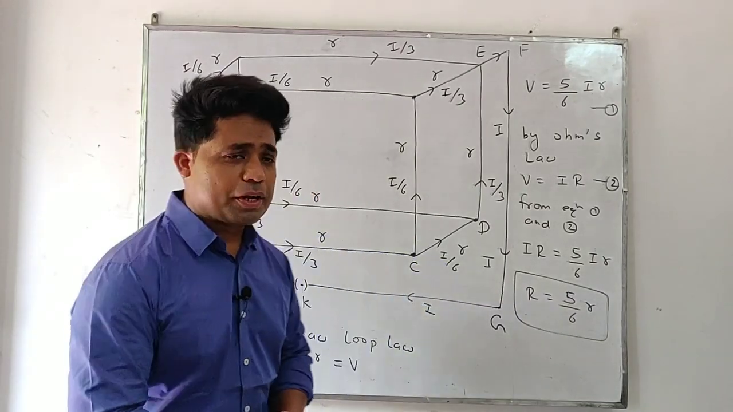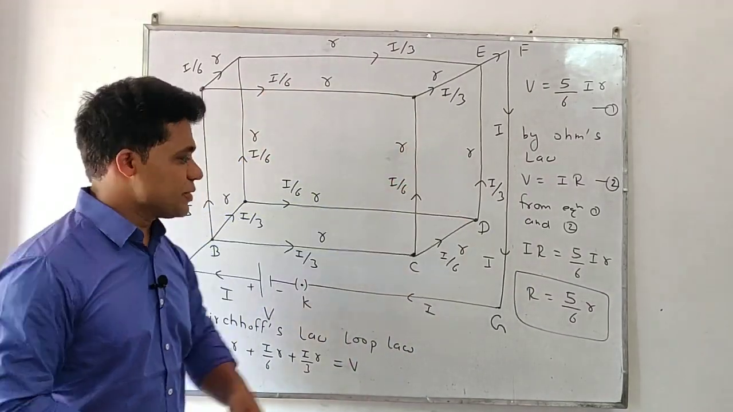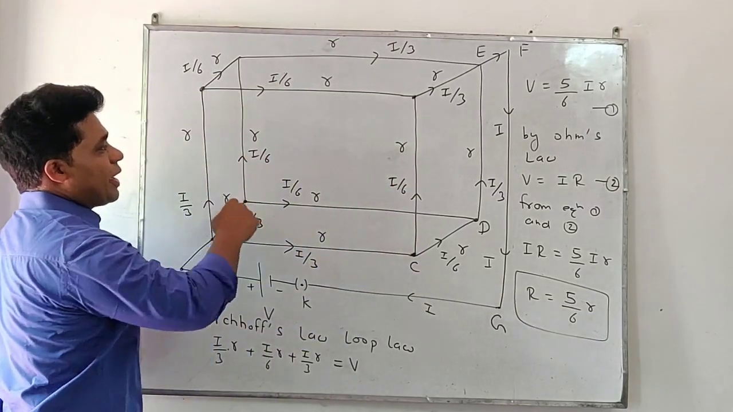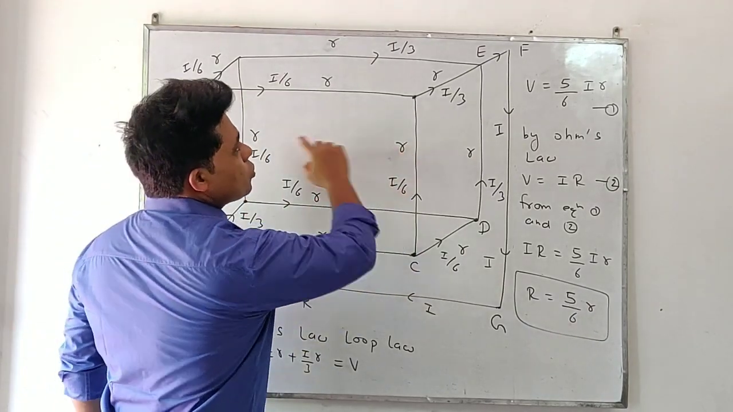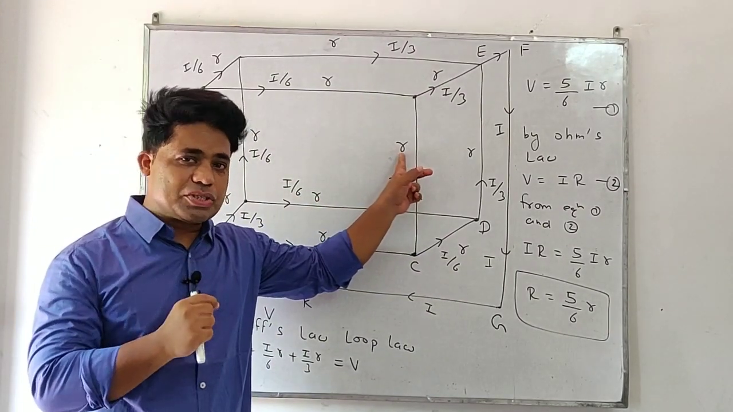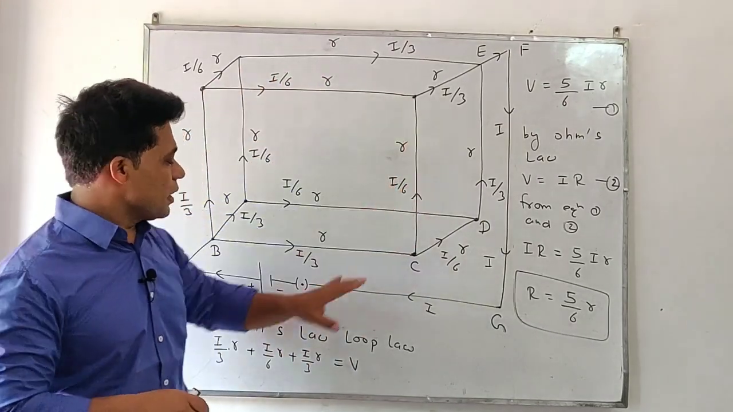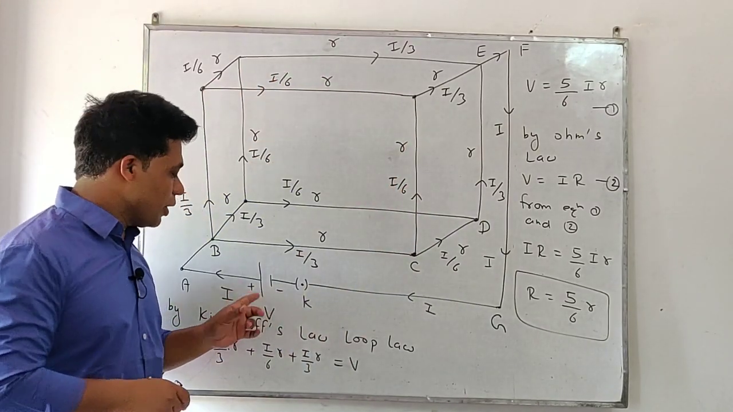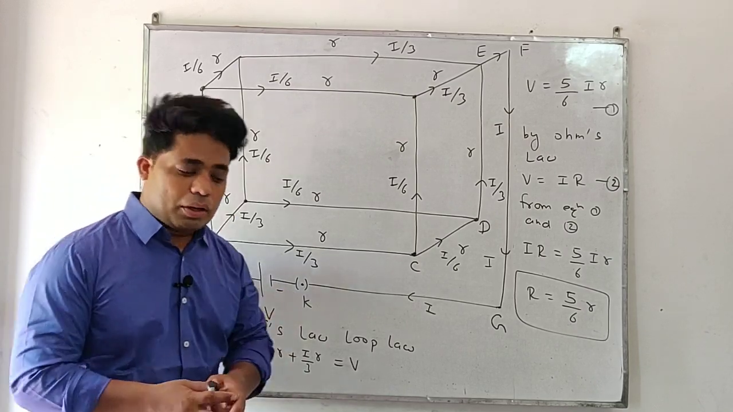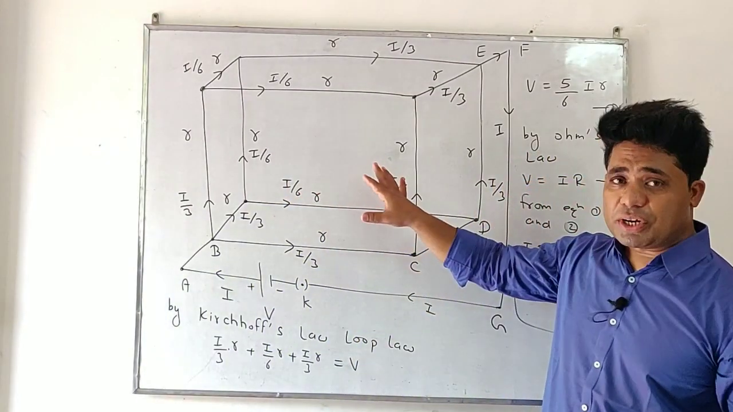Look at students, what we are given. We are given a cube having 12 sides, and each side has resistance small r. This circuit is connected with a cell having potential V and with a switch. Now he is asking to find the equivalent resistance of this circuit.